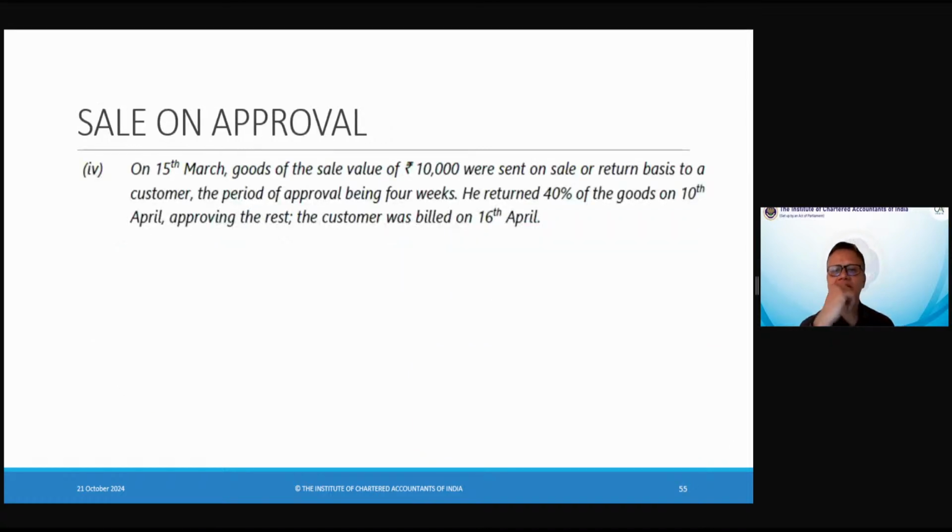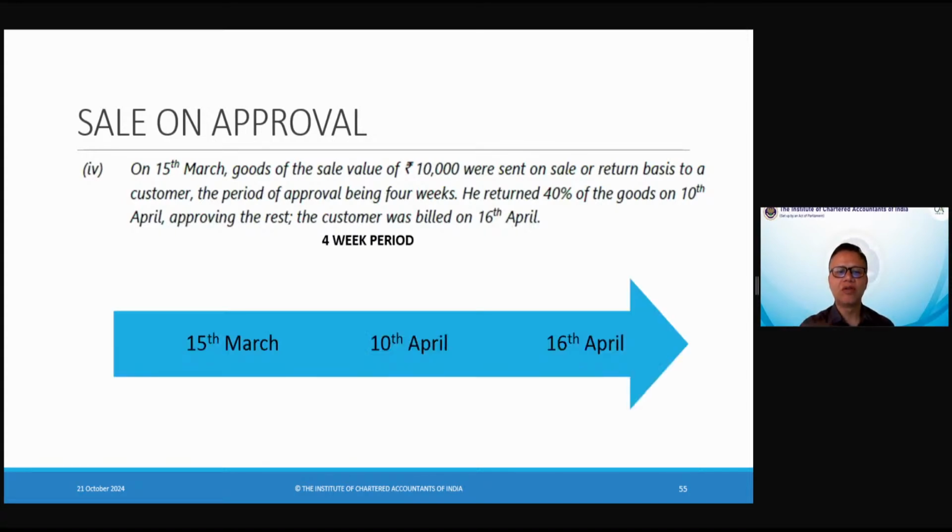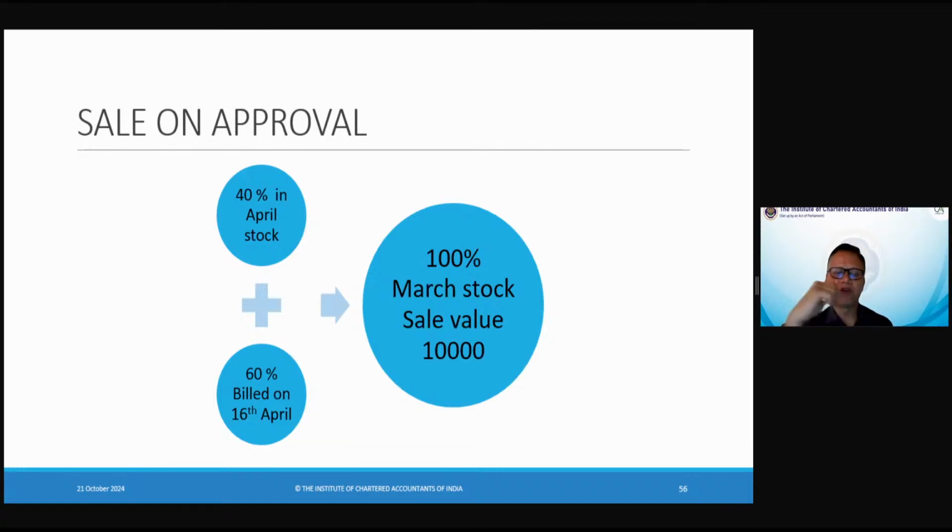Then come to the sale or approval basis. What happens is goods sales value is 10,000 and there was a 4-week period given. The 4-week period started from 15th March till 10th April and 16th April. On 15th March the sale value was 10,000, 40% were returned, and on 16th April there was the billing for the remaining goods. Now 40% is in the April stock and 60% is billed in April, 16th April.